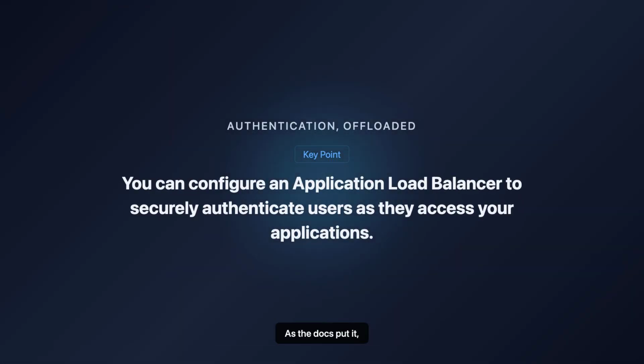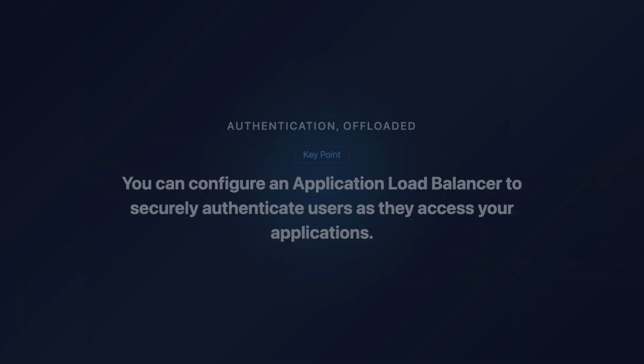As the docs put it, you can configure an application load balancer to securely authenticate users as they access your applications. Remember Cognito user pools from the identity episode? The ALB can validate that token at the front door before the request ever reaches your code. Your application stops worrying about identity and focuses purely on business logic. And critically, this is an ALB-only capability. The network load balancer has no idea what an HTTP token even is.